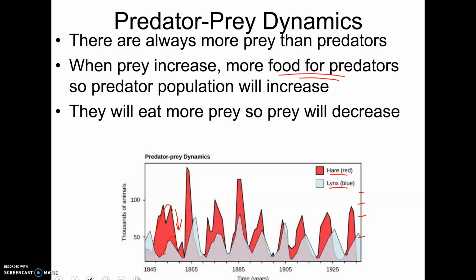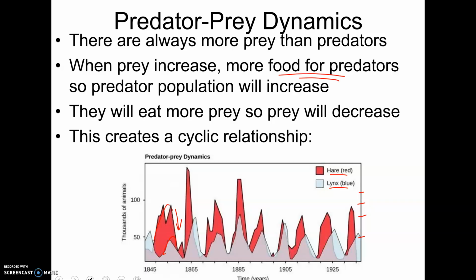And when the rabbit population goes back down, now there's not going to be as much food and there's going to be more competition between the lynx. My point is, you end up with a cyclical relationship, a cycle. Sometimes they'll ask questions about that relationship. So make sure you understand that it's really dependent upon the feeding habits of the predator. The predator is eating the prey. So the fewer predators, the prey will go up. The more predators, the prey will go down.